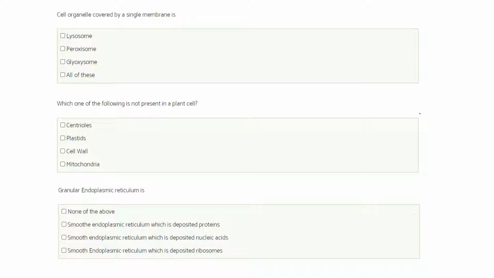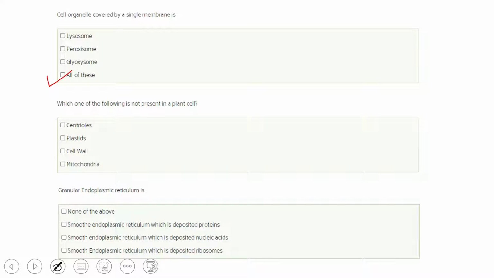So, which one out of lysosome, peroxisome, glyoxysome is covered by a single membrane, or is it that all of them are covered by a single membrane? So you have 4 options. I hope you are able to solve this question. The answer to this question is all of these. Yes, lysosomes, peroxisomes, glyoxysomes, all 3 are covered by a single membrane. They are not double membraned organelles. So here we are just going to tick all of these.